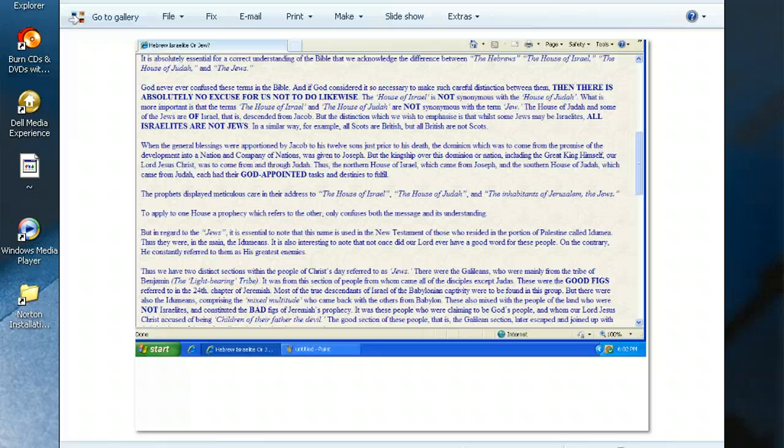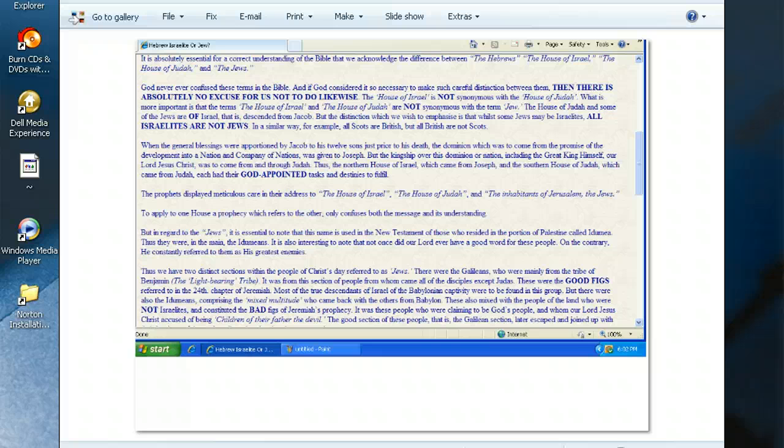The house of Israel is not synonymous with the house of Judah. What is more important is that the terms the house of Israel and the house of Judah are not synonymous with the term Jew. The house of Judah and some of the Jews are of Israel, that is, descended from Jacob. But the distinction which we wish to emphasize is that while some Jews may be Israelites, all Israelites are not Jews. In a similar way, for example, all Scots are British, but all British are not Scots.